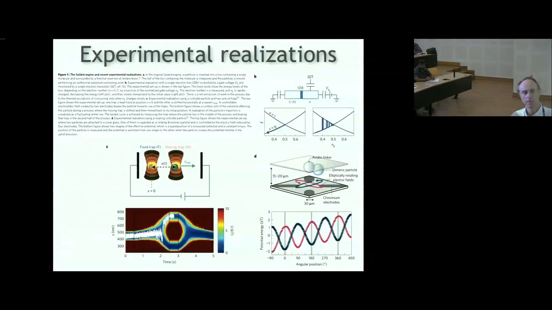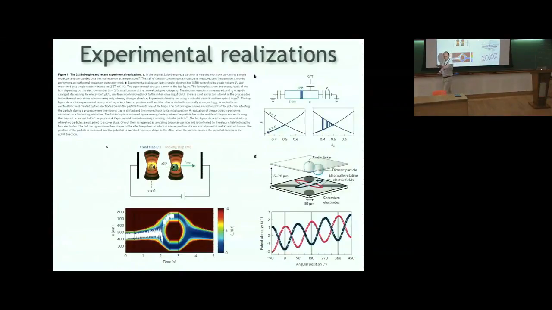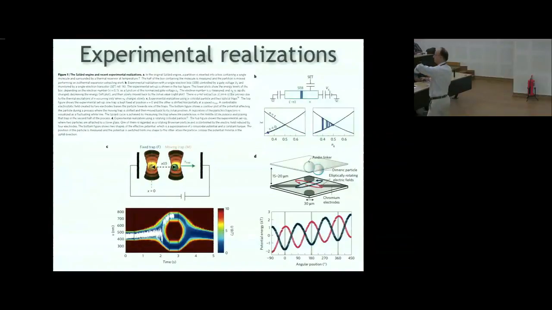This is just a particle, which is also a Brownian particle, in a potential. Then you measure where the particle is, and you put a barrier. If the particle moves up, you put a barrier, and if the particle moves up, you put a barrier, and so on.